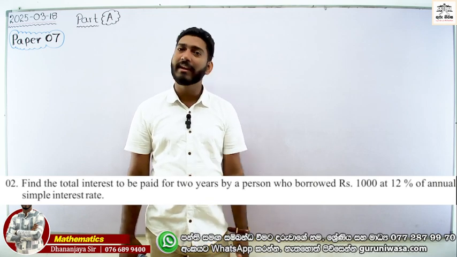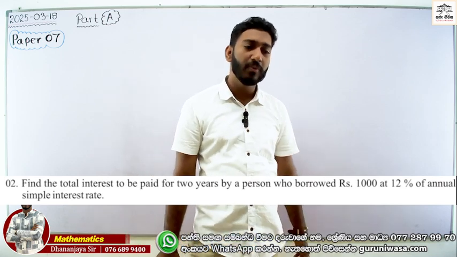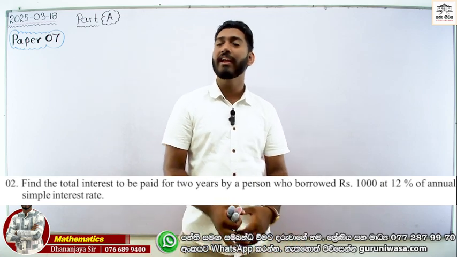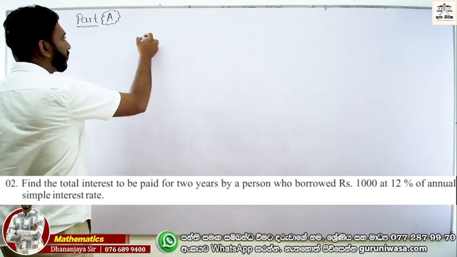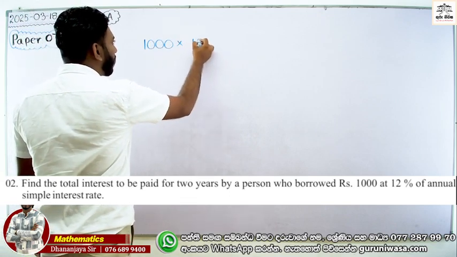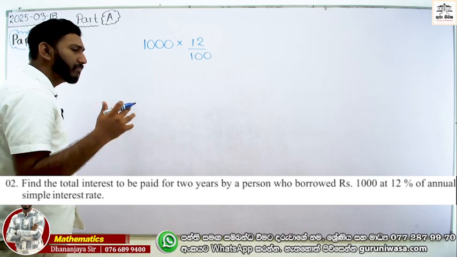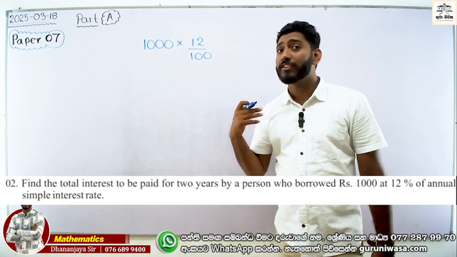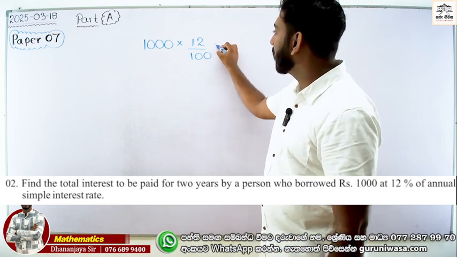Now, this one is a simple interest. This is a simple one. Find the total interest to be paid for 2 years by a person who borrowed 1000 at 12%. And this one is very easy, right? Question number 2. The answer becomes 1000 multiplied by the 12%, and this is the interest for a year. And simple interest is very easy. The question asks for interest for 2 years. Therefore, we can multiply by the 2.